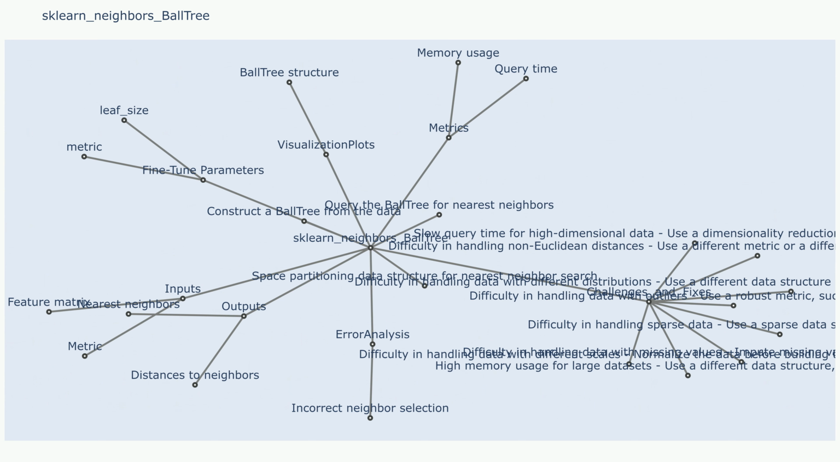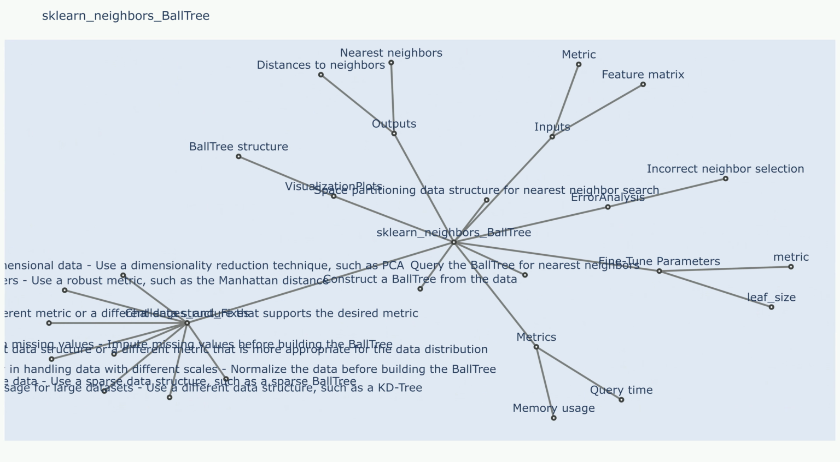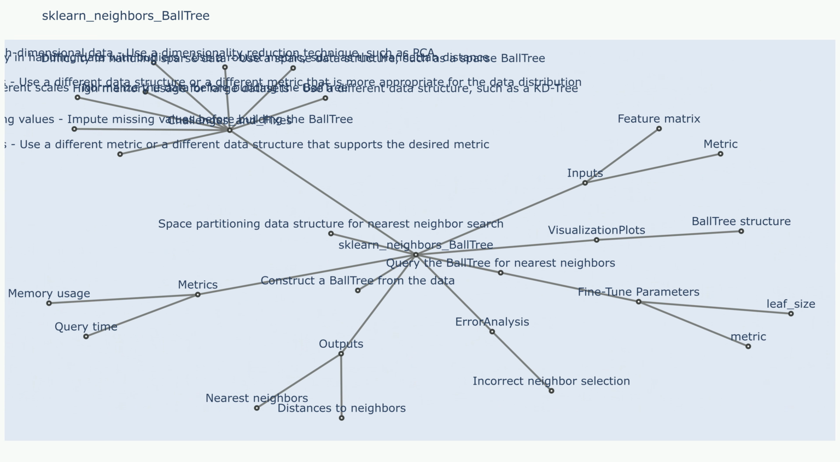Metrics. Distance metrics. The ball tree supports various distance metrics, allowing users to choose the most appropriate one for their data and application. Common metrics include Euclidean distance, Manhattan distance, Chebyshev distance, and cosine distance. Visualization plots. Ball tree structure. The ball tree can be visualized as a hierarchical tree structure, where each node represents a ball containing data points. This visualization can be helpful in understanding the partitioning of the data space.